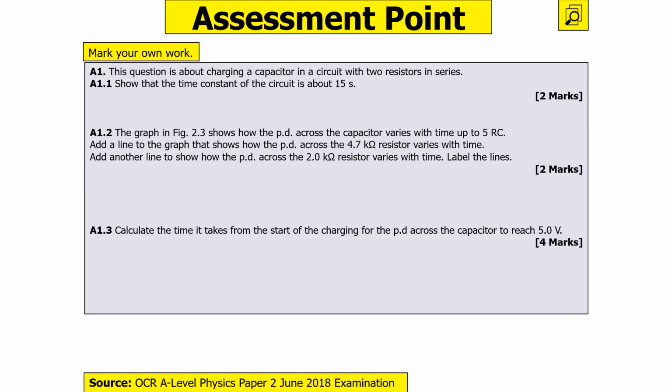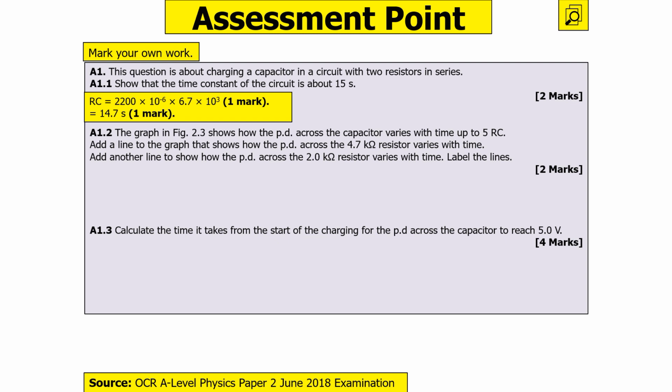Right, in this first one, time constant equals RC. We know R is going to be the sum of the two resistors in series. We times that therefore by C. C goes from microfarads to farads by times 10 to the minus 6. So RC equals 14.7 seconds.